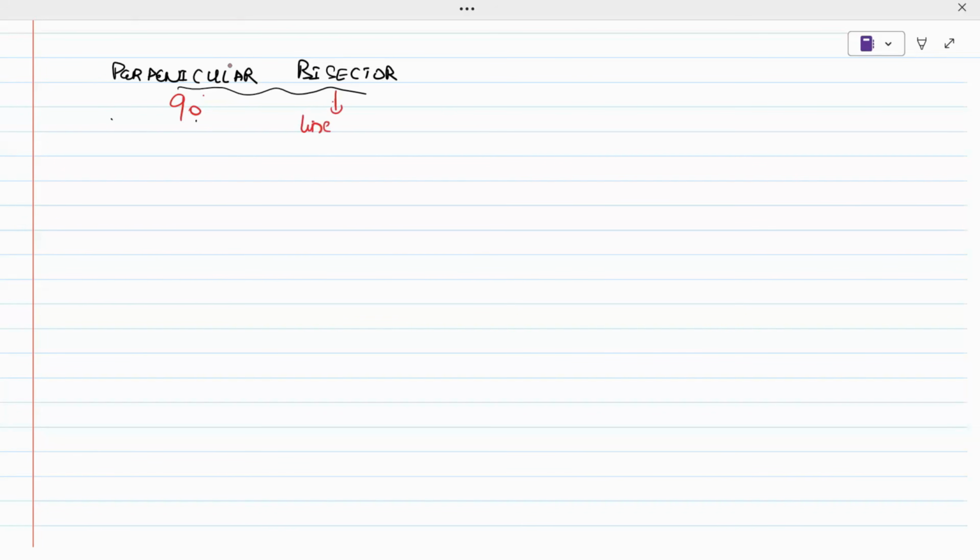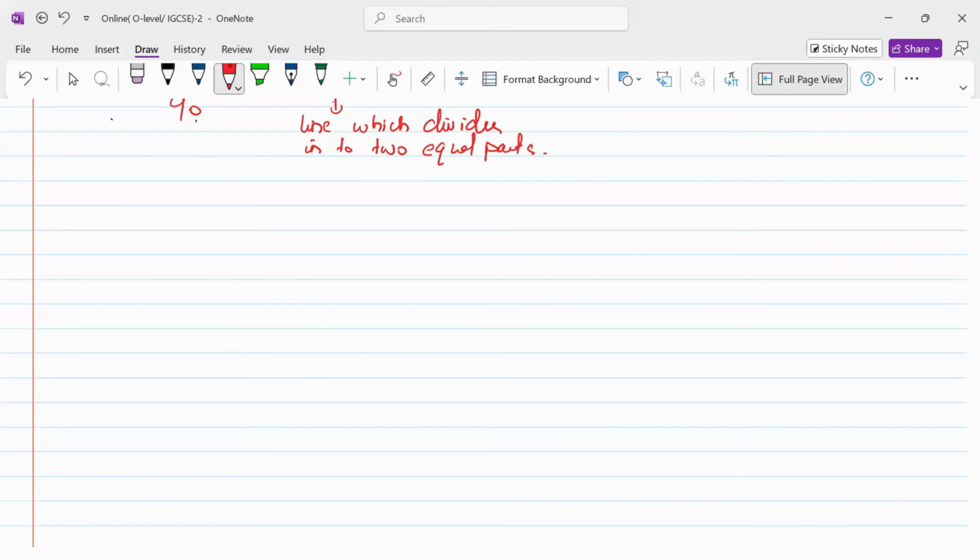Okay, so perpendicular means 90 degrees, bisector means a line which divides into two equal parts. So all in all, perpendicular bisector is about a line only. And about this line, there are two specialities. The first speciality is it should be making an angle of 90 degrees, means perpendicular, and dividing into two equal parts. And that is only possible when the line is passing through the midpoint.